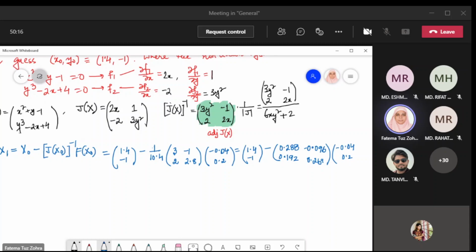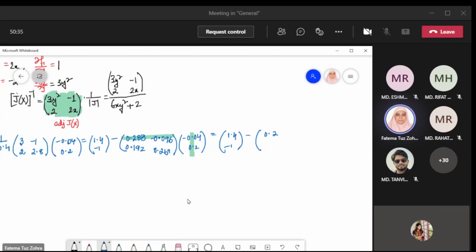Now multiply this too. Row into column. So 0.288 into minus 0.04 plus 0.096 into 0.2. Row into column: 0.192 into minus 0.04 plus 0.269 into 0.2. With 1.4 and minus 1, what did you get?